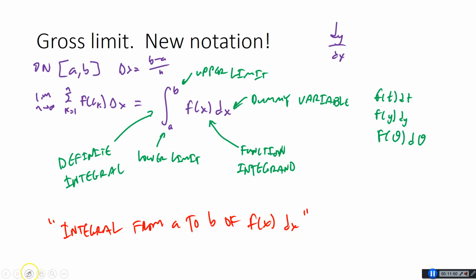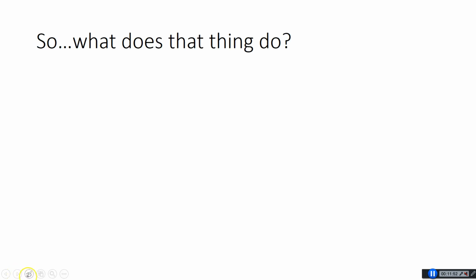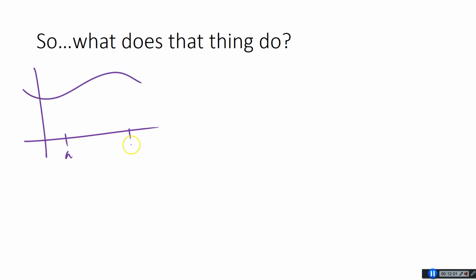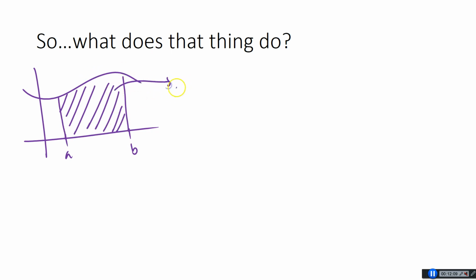So what the heck does this find, right? What the heck does this actually do? What it does is if you have a function, something like this, and you have a here and b here, it's this exact area. Okay, that area right there is equal to the integral from a to b of f of x dx. Okay, so this is our function f of x.